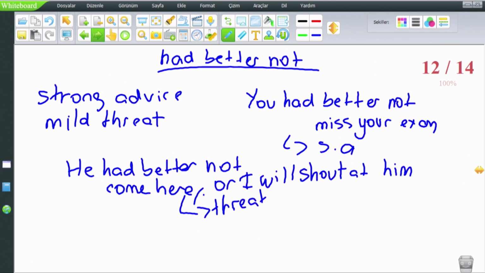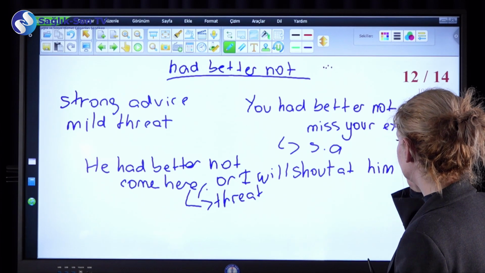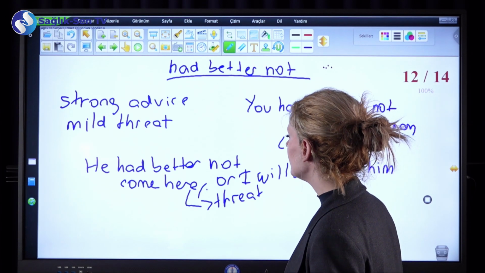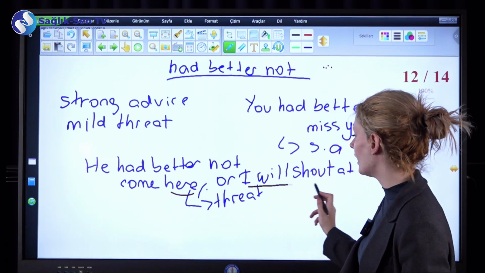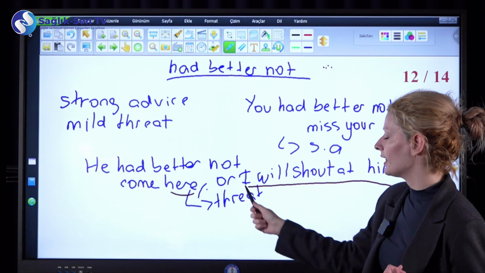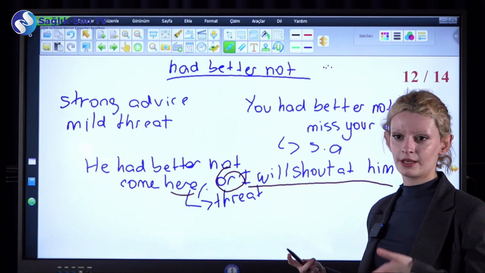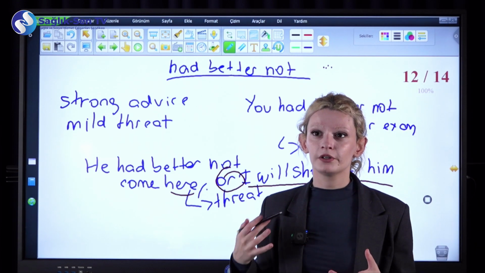Then we have talked about the negative version, had better not, which also again gives a strong advice or a mild threat. Again, this belongs to the present family. You had better not miss your exam. This is a strong advice from me, for example. He had better not come here or I will shout at him. This is a threat, but we don't necessarily need otherwise or else, though you can also come across these a lot.